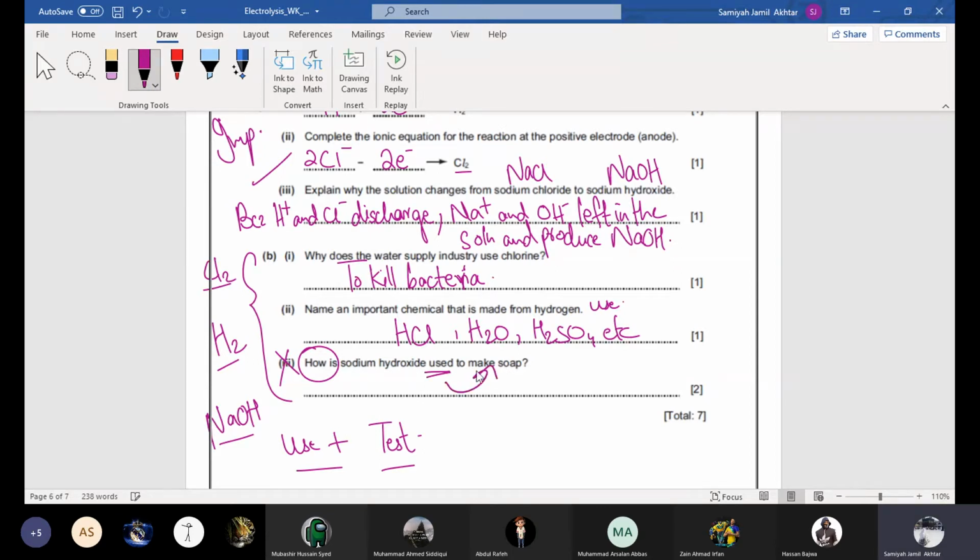So its use is to make soap, and detergents. From which thing? From fats. Many oils and fats. Good. We react sodium hydroxide with oils and fats.